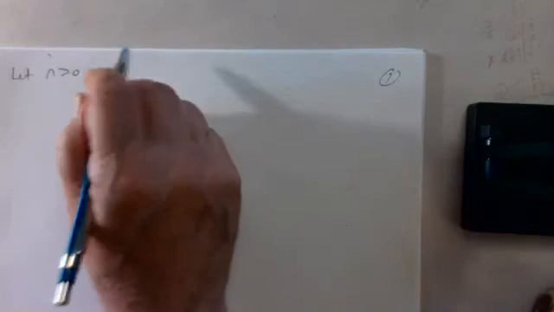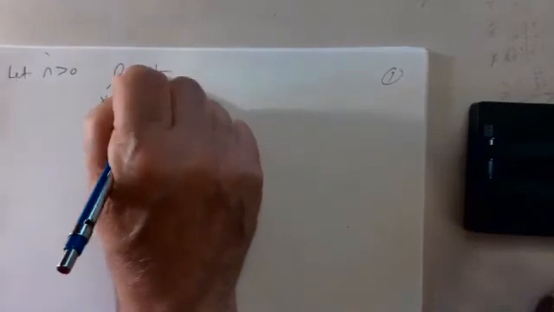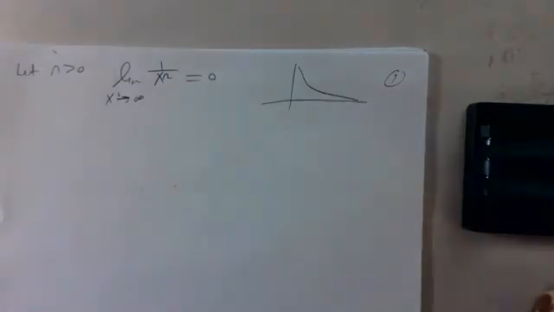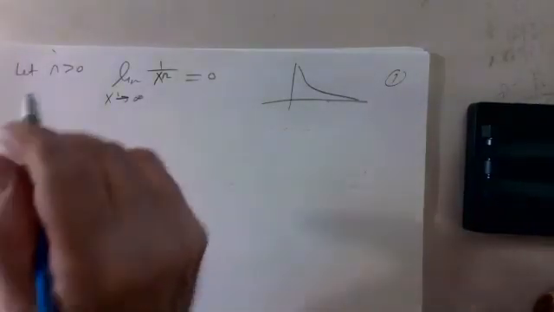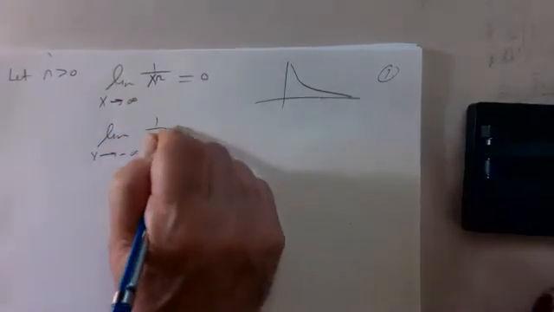And to give the two fundamental examples of limits at infinity and horizontal asymptotes, let r be greater than 0. Then the limit as x goes to plus infinity of 1 over x to the r is 0, because the graph looks like that. And the limit as x goes to minus infinity of 1 over x to the r is also 0.